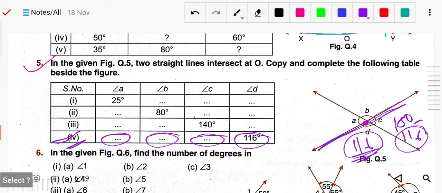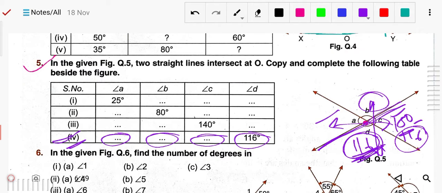Once you find this angle, this angle will equal this angle, because they are vertical opposite angles. Similarly, you can use this angle as a vertical angle. So first you subtract 180 minus 116 to find this angle. Then this angle will equal this angle, and this 116 will equal this angle. You can follow this concept and complete this table, just as we have solved.